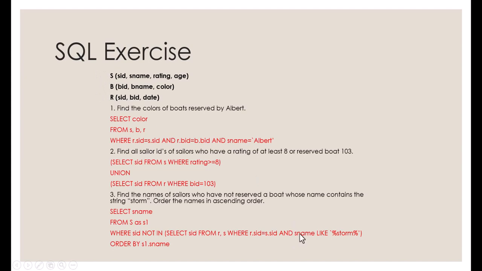And then the name of the boat that they're reserving, or actually, the boat name should contain storm. Actually, this should be B.name. So B.name should be like, and then we have a substring, storm, and then substring. And then we want to order by the name. So S1, order by name, and it's ascending order, so you don't have to add descending.